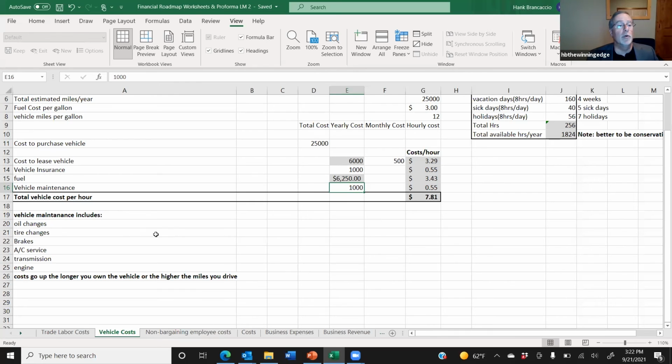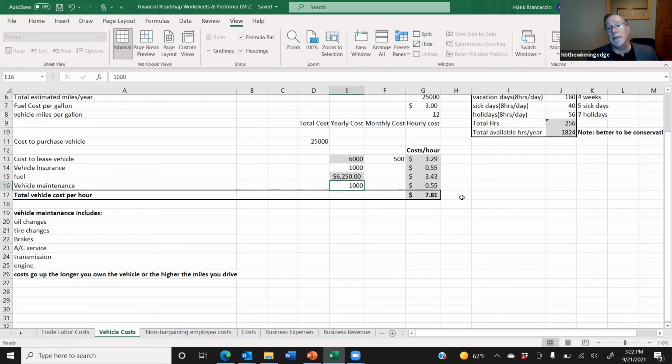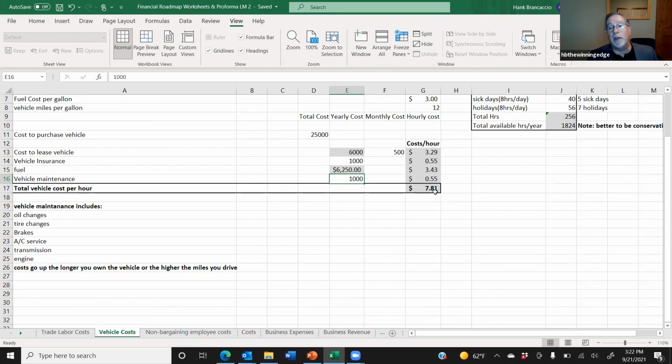So vehicle maintenance includes oil changes, tire changes, brakes, AC service, transmission, engine. Costs go up the longer you hold the vehicle. So consequently, we started off with, hey, I got this vehicle and I'm up to almost $8 an hour for that vehicle. So if you think about it, if somebody works 1,800 hours and you're at $8 an hour, it's a big number. It's not a little number. Vehicles are expensive. When people say, well, I got to have a vehicle, which happens particularly on the service side, I got to have a vehicle and I want to be paid over scale. It's a big number and it adds up very quickly from that perspective.